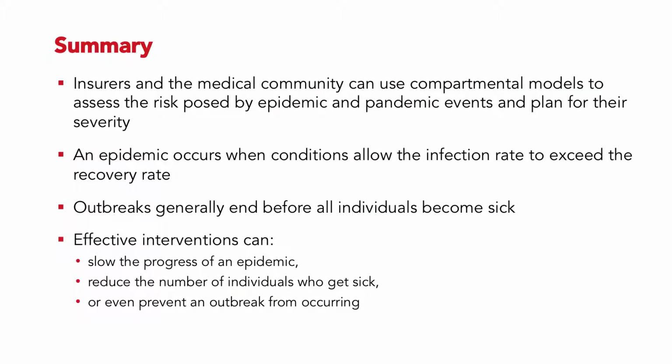So these are really powerful, and there's a lot of different ones like this to model a variety of host vector models. So in summary, I really want you to take away 4 key things from today's talk. The first one is that insurers and the medical community can really use these compartmental models to assess the risk posed by epidemics and pandemic events, and allow us to plan for severity and put some precautions in place. The second thing is that an epidemic is going to occur whenever conditions allow the infection rate to exceed the recovery rate. And the interesting property of outbreaks is that they generally end before all individuals become sick, as we saw from our demonstration.